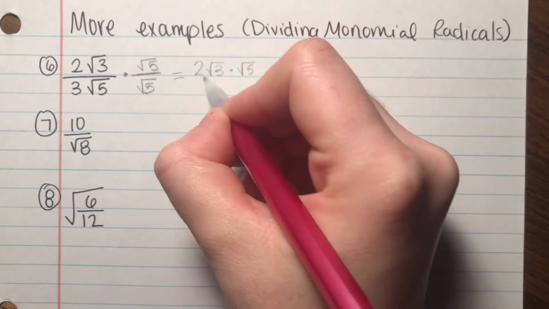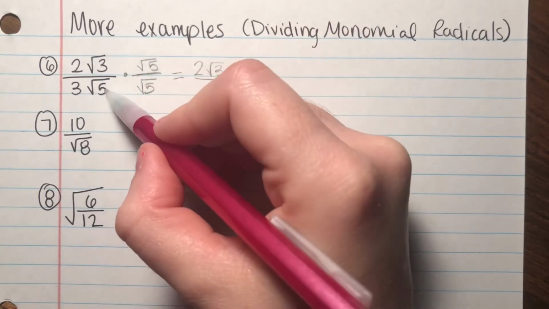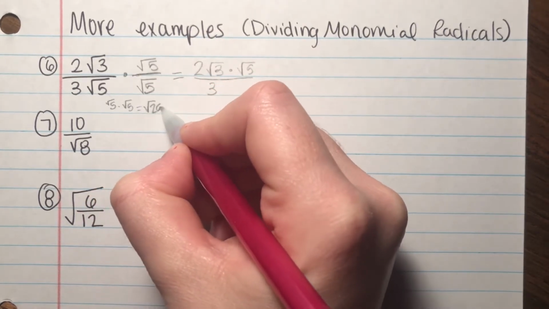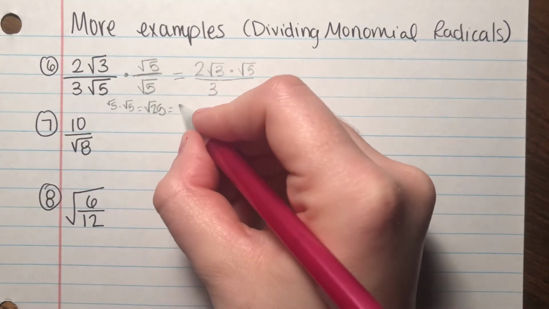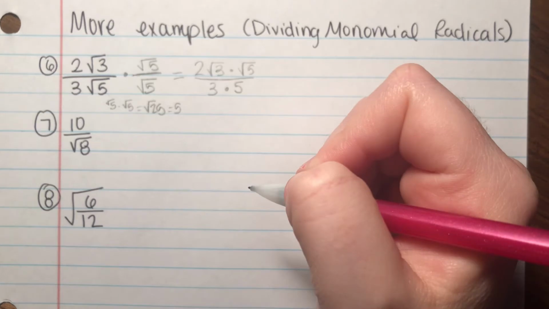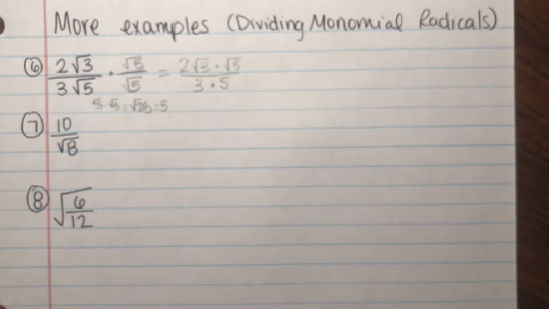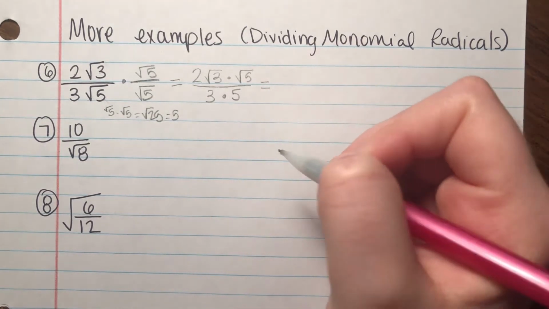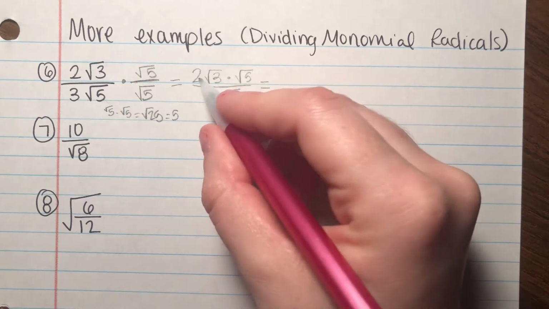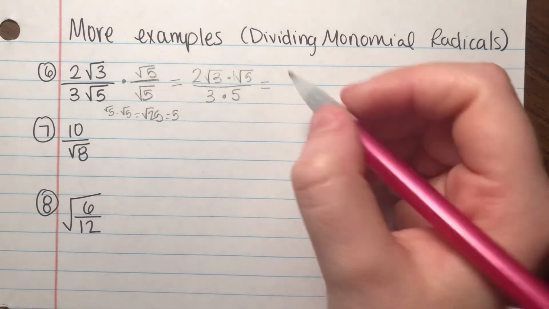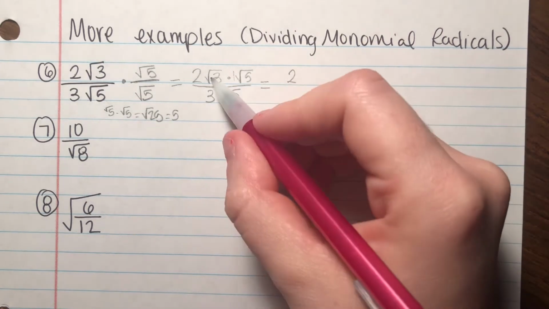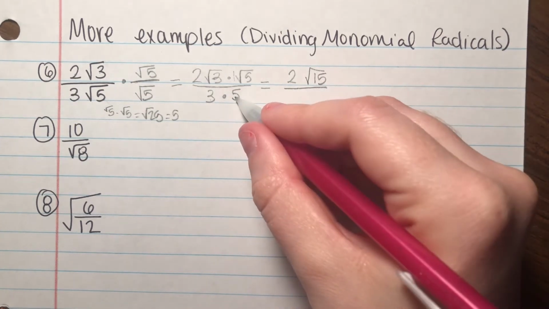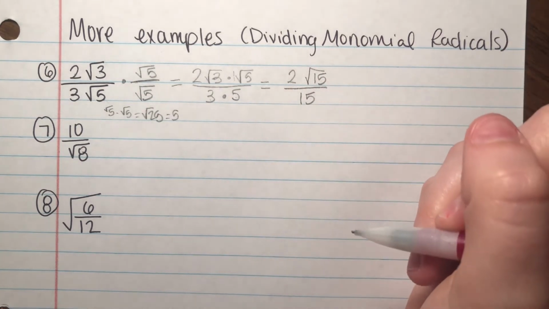All right, so I'm going to have 2 square root of 3 times square root of 5 over 3, and then square root of 5 times square root of 5. It's going to be square root of 25, and we know the square root of 25 is just 5, right? So 3 times 5 is all that's left here. All right, so now I'm going to simplify this a little bit more. I'm going to keep multiplying. So remember, we multiply coefficients by coefficients, so that would just be a 1 there. So I have 2 times 1, and then square root of 3 times square root of 5 is square root of 15 over 3 times 5. It's going to give me 15.